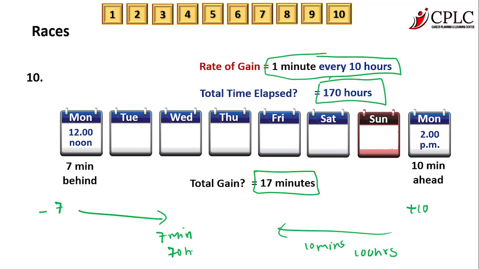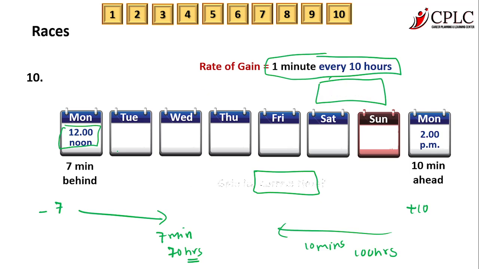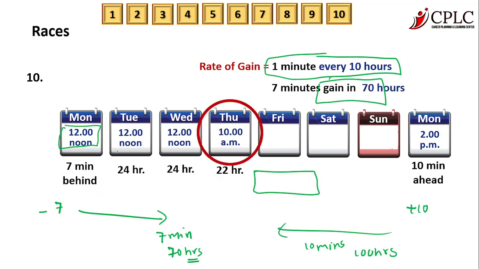Or 7 minutes ahead, that is 70 hours ahead. 70 hours ahead from Monday noon. If you do that, you get the answer as Thursday 10 a.m., for example. So the clock showed the correct time on Thursday 10 a.m. And that is the answer. Thursday 10 a.m., which is answer option fifth for this particular question.